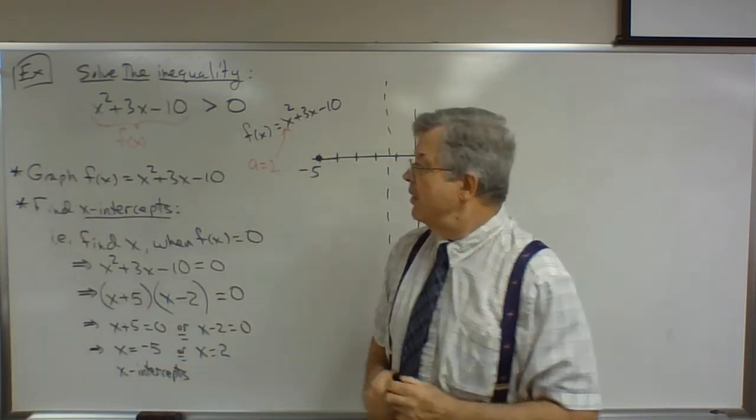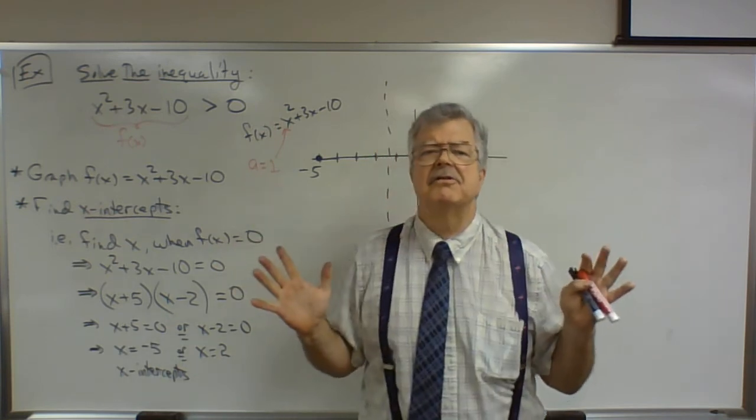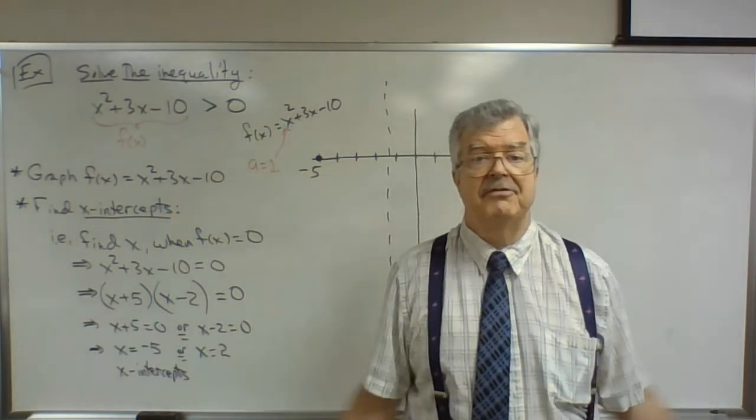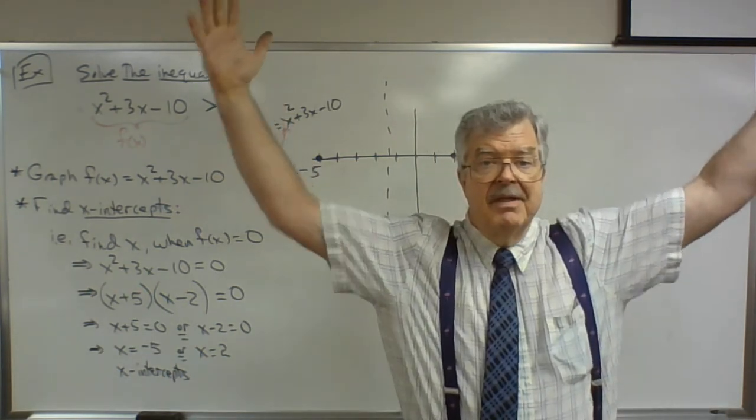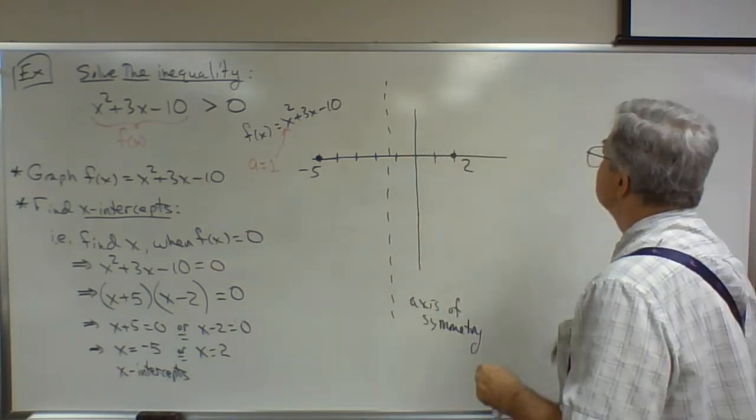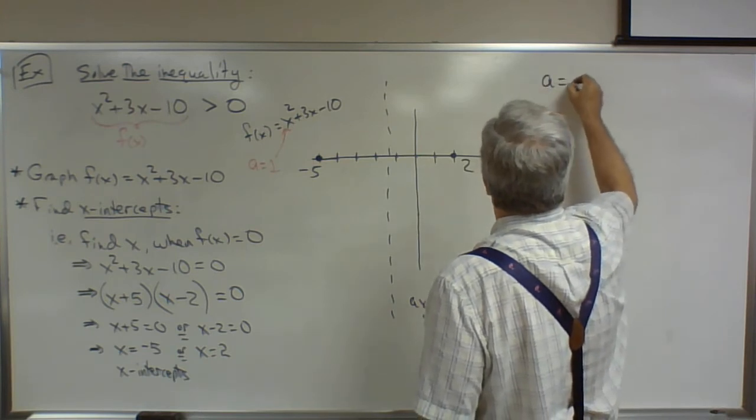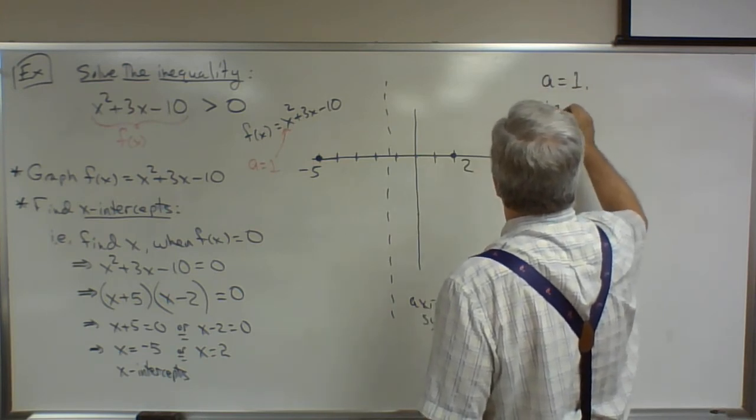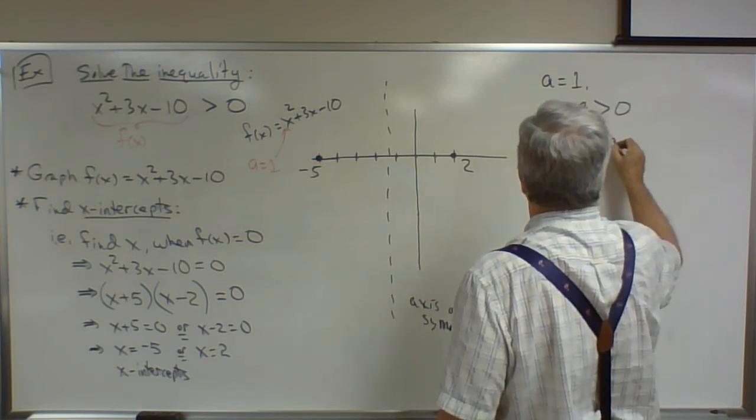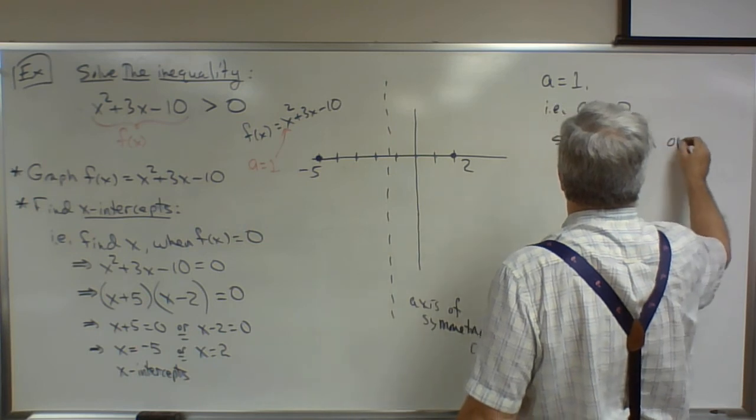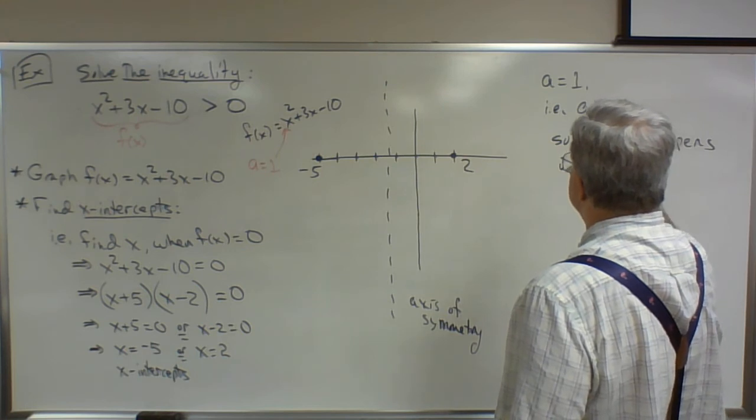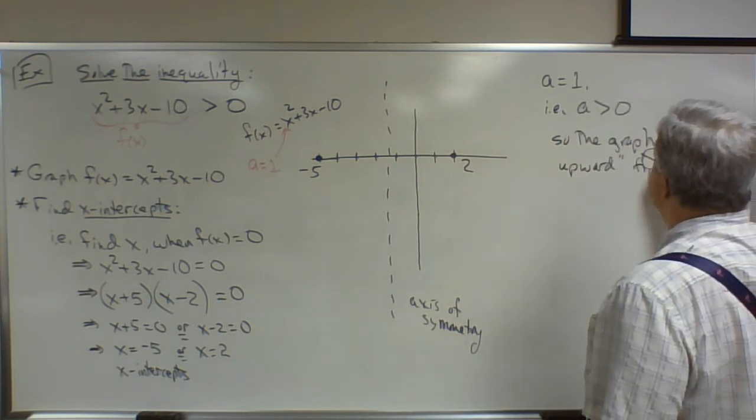And what do we know about A? What does that tell us about the graph of a parabola? If A is positive, the graph opens up. If A is negative, the graph opens downward. Well, A equals 1. A is greater than 0. So the graph opens upward from the vertex.